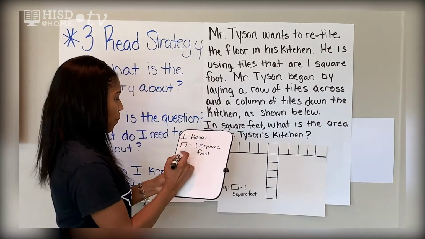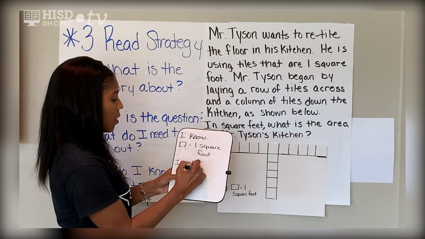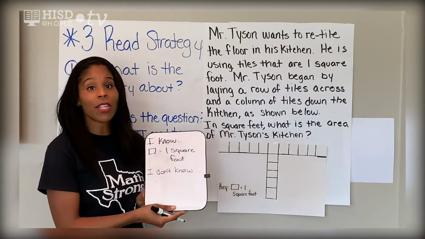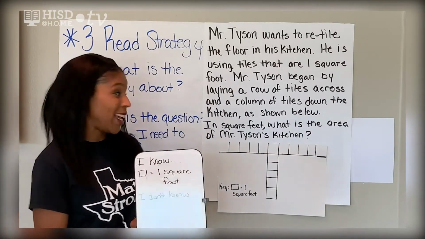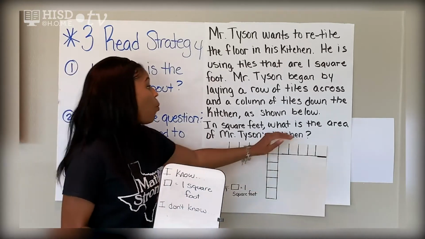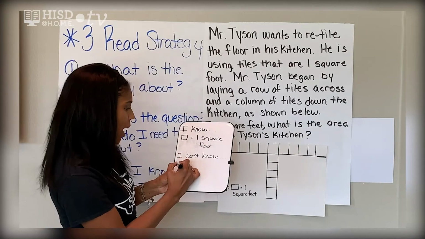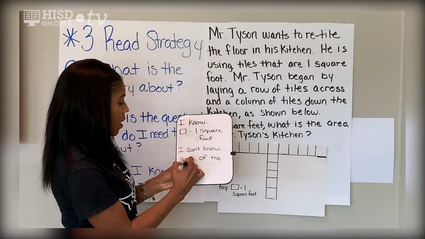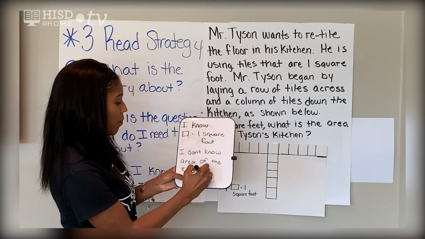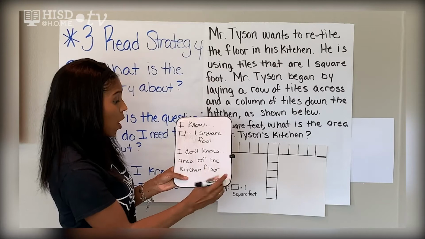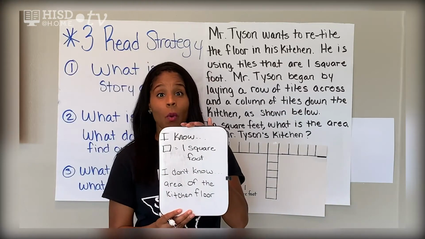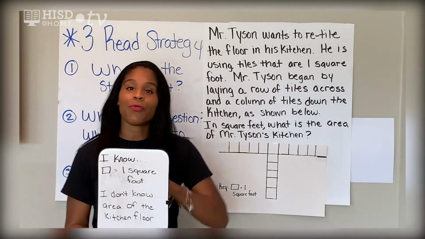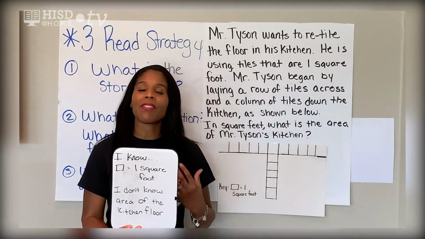What is it that I don't know? What is it that we don't know? We don't know the area. Remember, we always go back to that question. What is the area of the kitchen floor? So I'm going to write that down. I don't know the area of the kitchen floor. So that is what I'm going to find for today. We're about to use our strategies from earlier in order to find the square units.